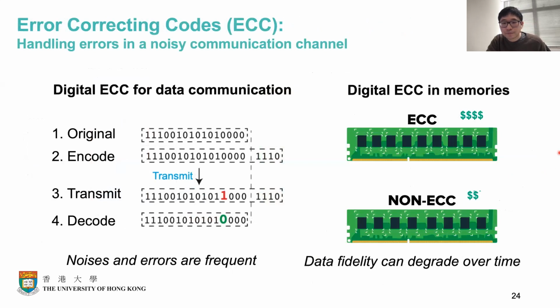So here I choose the mechanism of the error correcting code. In the digital domain, the error correcting code is widely used, especially in scenarios where noise and errors are frequent or data fidelity can degrade over time. The data stored in ECC memory has usually higher fidelity, and as a result, it is sold at a higher price. So here we can see the benefit of better reliability.